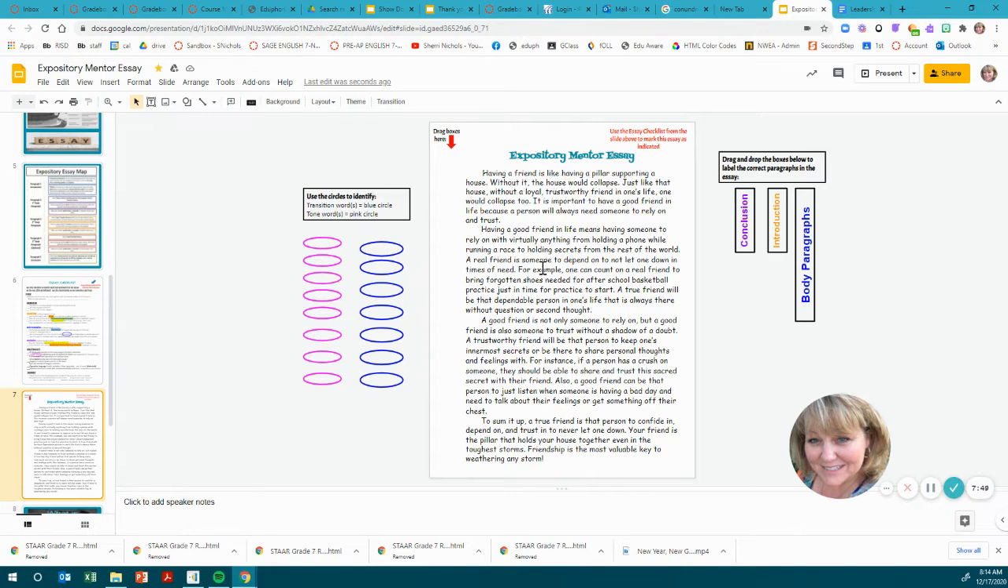Having a friend is like a pillar. I'm going to start over. Having a friend is like having a pillar supporting a house. Without it, the house would collapse, just like that house. Without a loyal, trustworthy friend in one's life, one would collapse too. It is important to have a good friend in life because a person will always need someone to rely on and trust.